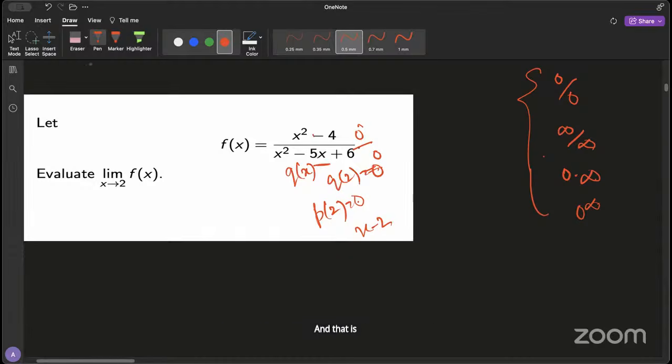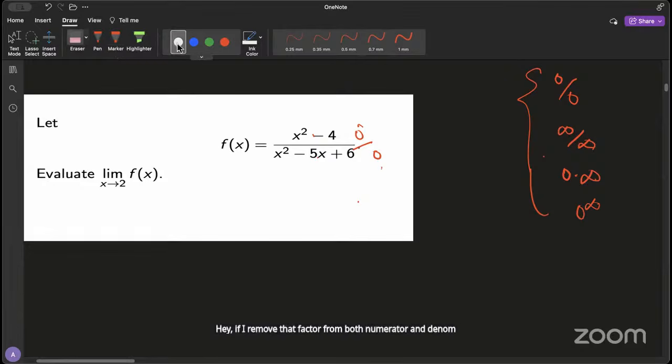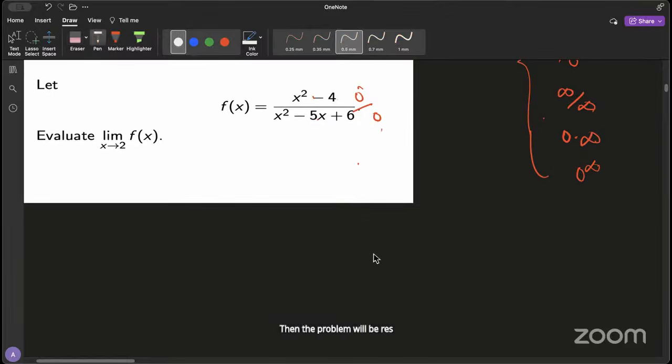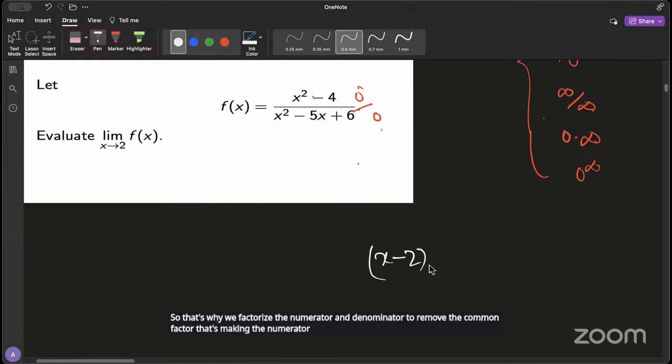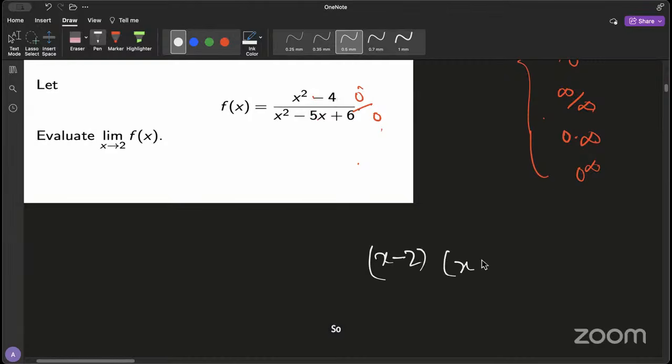And that is what is creating the problem here, right? If I remove that factor from both numerator and denominator, then the problem will be resolved. That's why we factorize the numerator and denominator, to remove the common factor that's making the numerator 0 and the denominator 0. So this will be (x minus 2)(x plus 2), and in the denominator, you will have (x minus 2)(x minus 3).